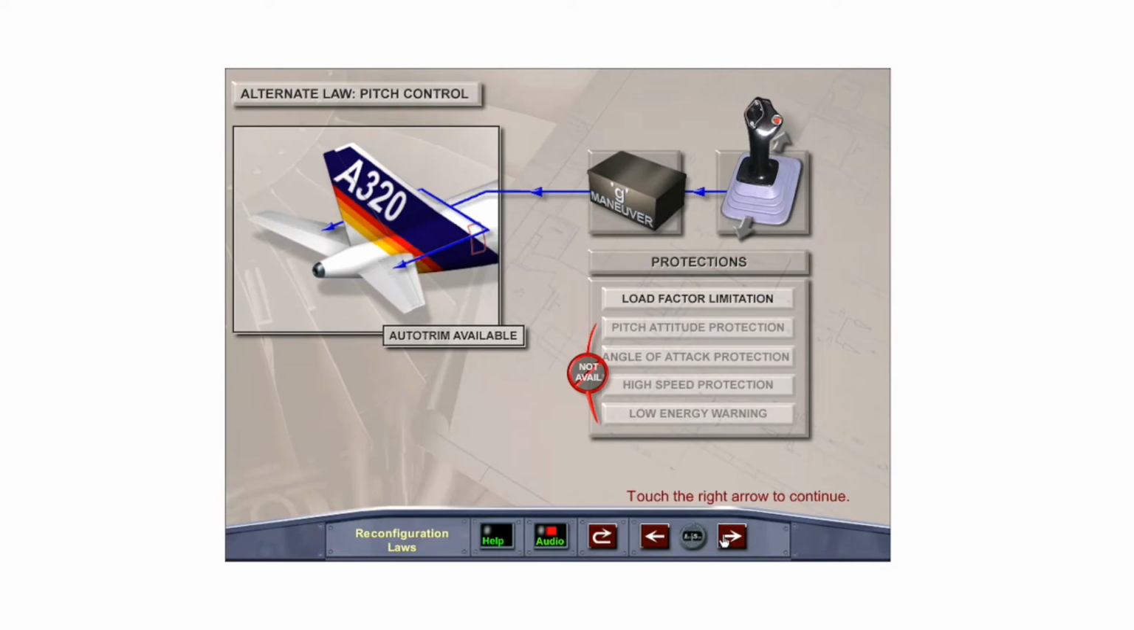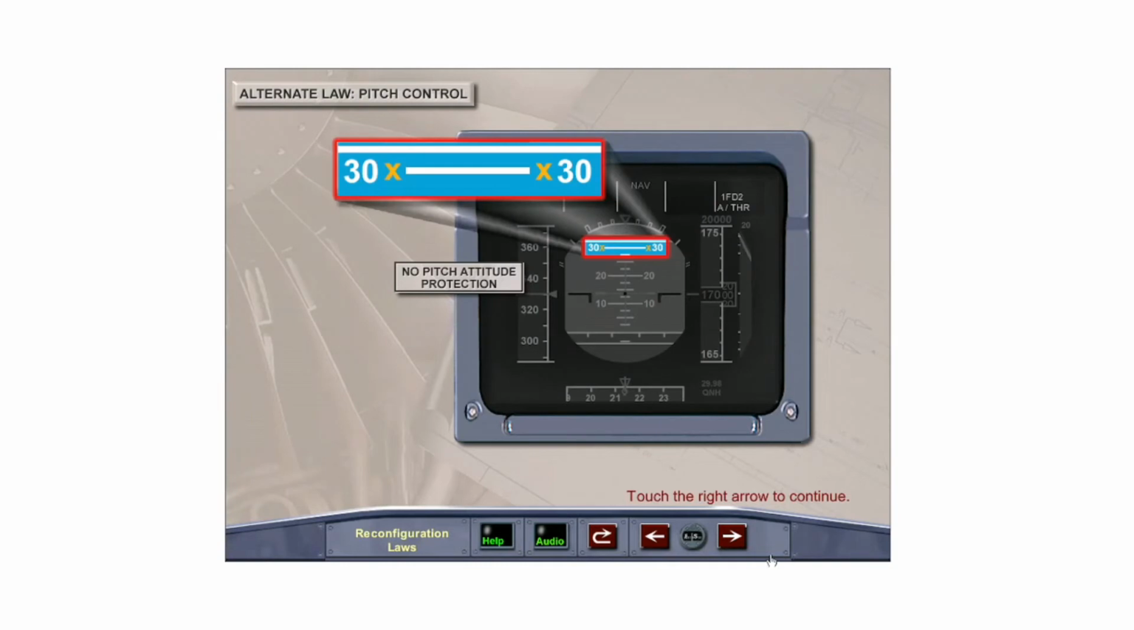In pitch alternate law, as in normal law, the side stick still demands a G maneuver and auto trim is still available. Thus, pitch control in alternate law is very similar to normal law. However, the only protection available is the load factor limitation. With no pitch attitude protection, amber X's replace the double green pitch attitude limit bars on the PFD.